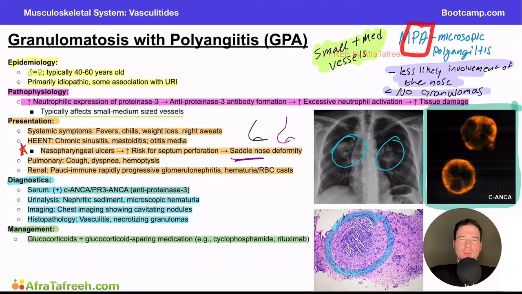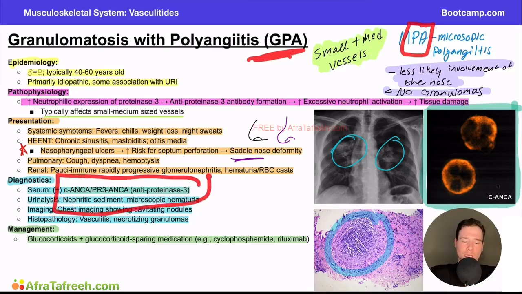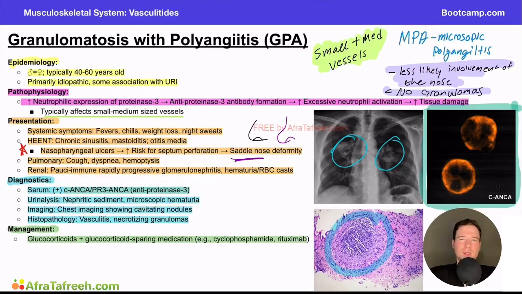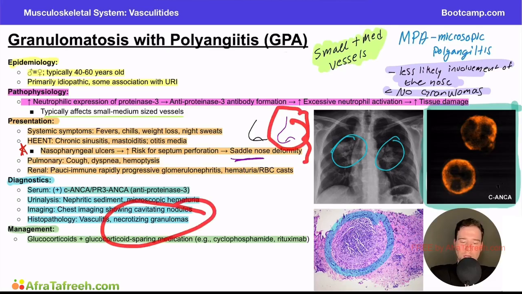But again, there's some overlap in these conditions, right? MPA can be P-ANCA or C-ANCA. It's more likely to be P-ANCA. GPA is more likely to be C-ANCA, but it could also be P-ANCA. This is not a clearly differentiating feature, but it's another one that sometimes they will throw in there as well. But these are the 2 I really want you to be mindful of. Less likely to have nasopharyngeal involvement in MPA and no granulomas versus GPA. Much more likely to have nasopharyngeal involvement, maybe even the saddle nose deformity, and granulomas would be present.